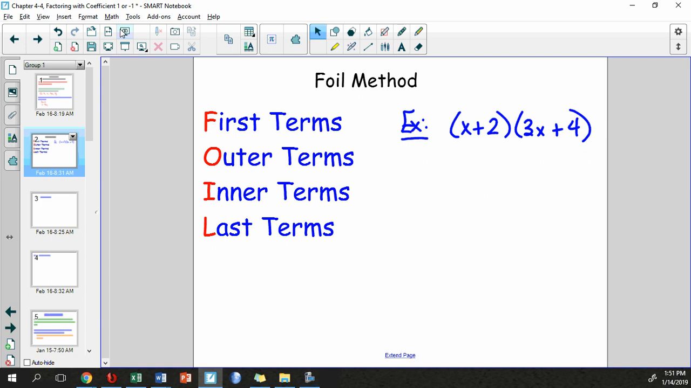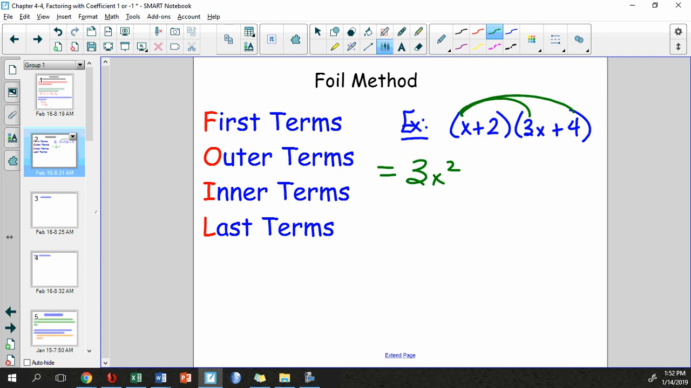Now, the first term, if I give you the 2 binomials, x plus 2 and 3x plus 4, if I take and multiply the first term in each parenthesis together, what does that give me? 3x squared. Then if I multiply the outer terms in each parenthesis, that's x and 4, what does that give me? A 4x. Then if I multiply the 2 inner terms of the 2 parentheses as a whole, that's going to be 2 times 3x, which is 6x. And then if I multiply the last 2 terms in each parenthesis together, that is going to give me an 8. This is what we call FOIL.